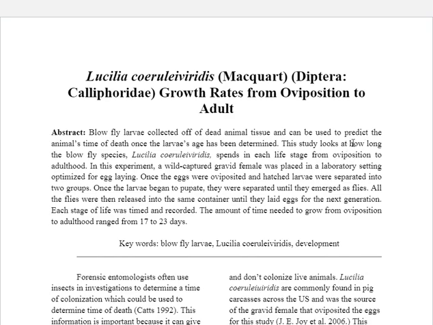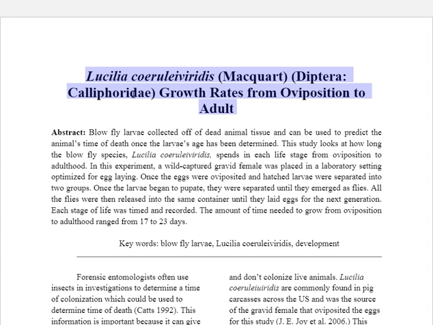All right. Yeah, that's a pretty good title. Lucilia corvidus. Oh, good job using the author, the order and family. Growth rates from oviposition to adult. Fantastic. This actually speaks to exactly what is happening in this paper.